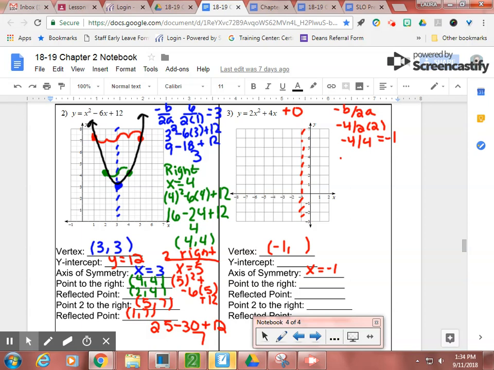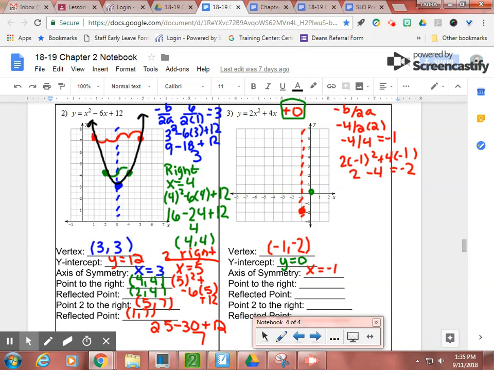So then you plug that in. 2 times -1 squared, minus 4 times -1. So that gives me 2 minus 4, which is -2. So my vertex is -1, -2. Go ahead and put that on your graph. Our y-intercept on this is at 0, because that's our c value. There is no c value, but I can still graph the point at y equals 0 right there, and that'll probably be one of my points.